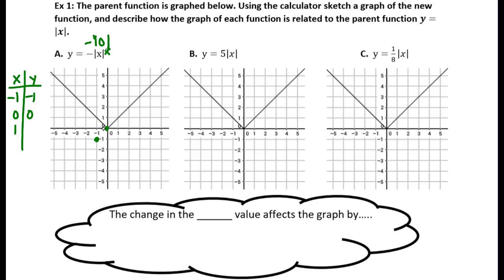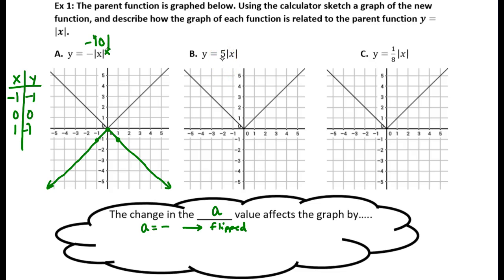And like the quadratic function, this is going to be symmetric. So 1, -1 is also another point. So as you can see from the parent function, this graph is going to be flipped upside down. So that's what it looks like. So the change in the a value: when a is equal to a negative, your graph is going to be flipped upside down.